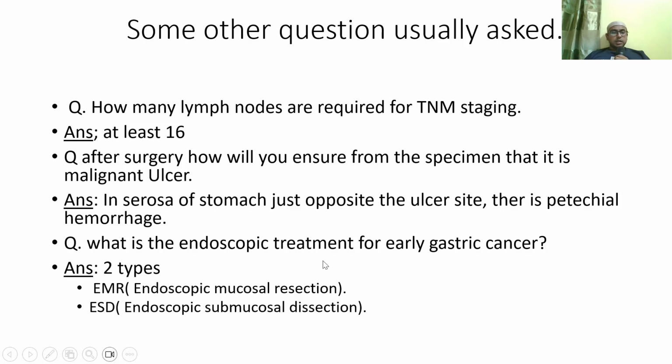moved on. What are the endoscopic treatments for early gastric cancer? That is EMR and ESD, endoscopic mucosal resection, for a very early stage. People usually don't come at this stage due to lack of awareness, and the screening facility is not always present in our country. But in Japan they usually do endoscopy, and they invariably go for endoscopic mucosal resection, as well as endoscopic submucosal dissection.